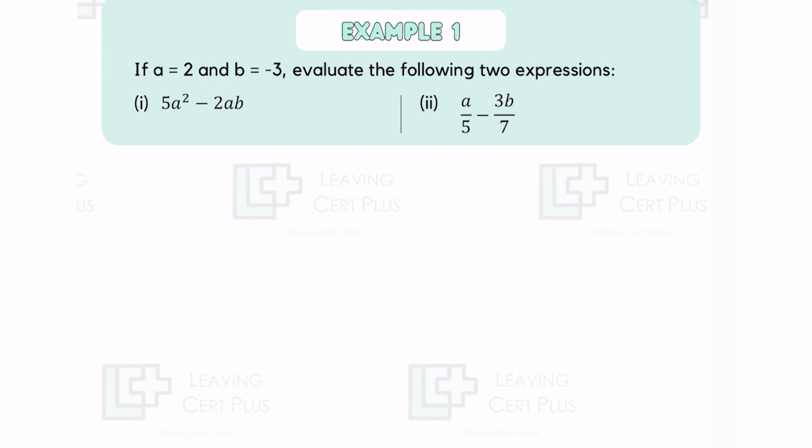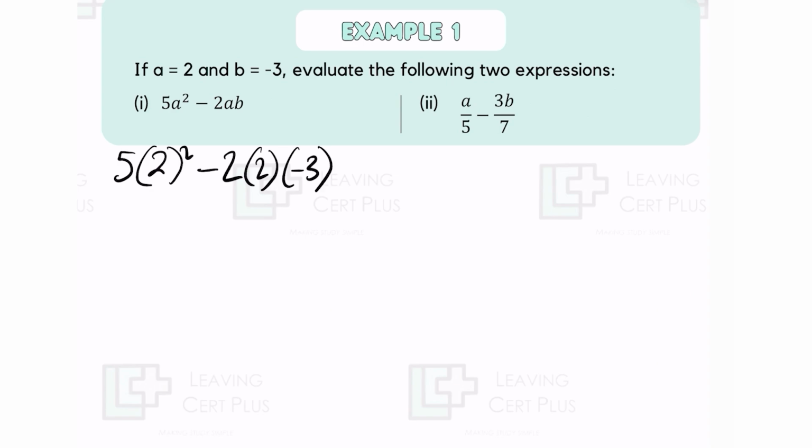In example 1, it says if A is the value of 2 and B is the value of -3, evaluate the following two expressions. So what we're always going to do is write out the first part of the question with the numbers subbed in brackets. Anywhere there's an A is going to be the number 2, anywhere there's a B there's going to be -3. And that's our first step.